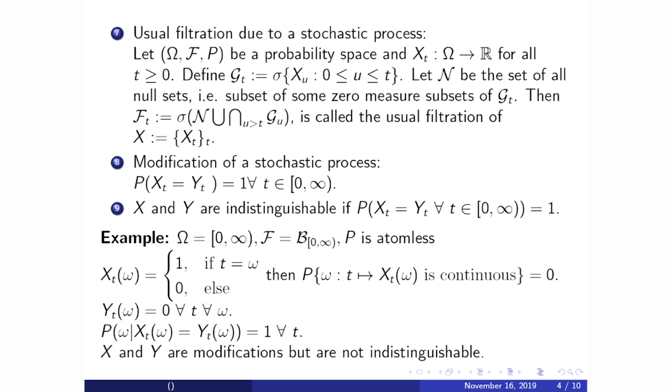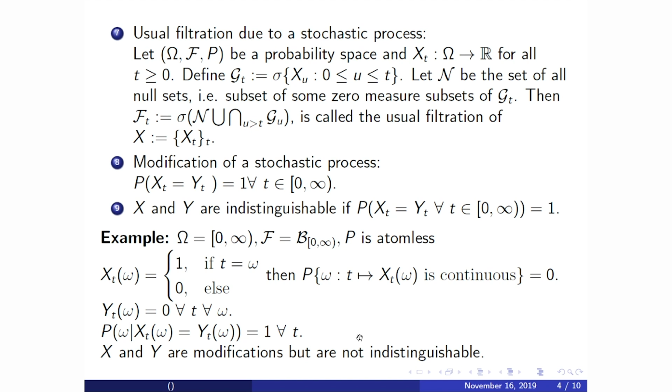So, wherever omega is chosen, X_t would be 0 before it is omega, and at omega it is 1, and then again it becomes 0. So, at the end, what are you going to get? You are going to get a stochastic process which is 0 for every time, only at omega it is 1. So, it is a discontinuous function, the path is discontinuous. If you ask what is the probability that this map t to X_t is continuous, that probability is 0, because nowhere is it like that.